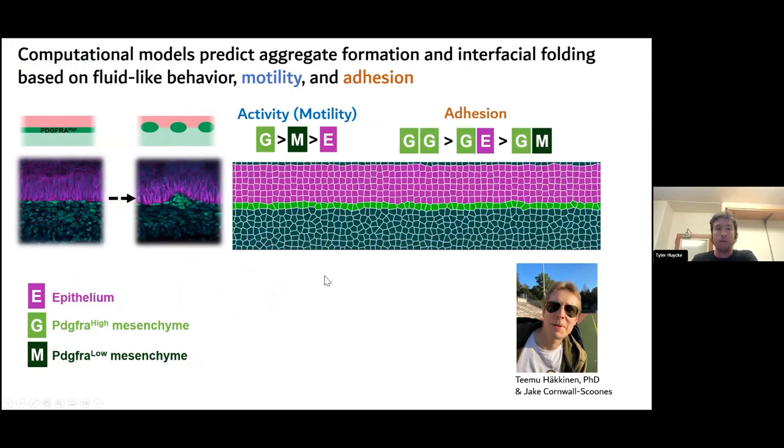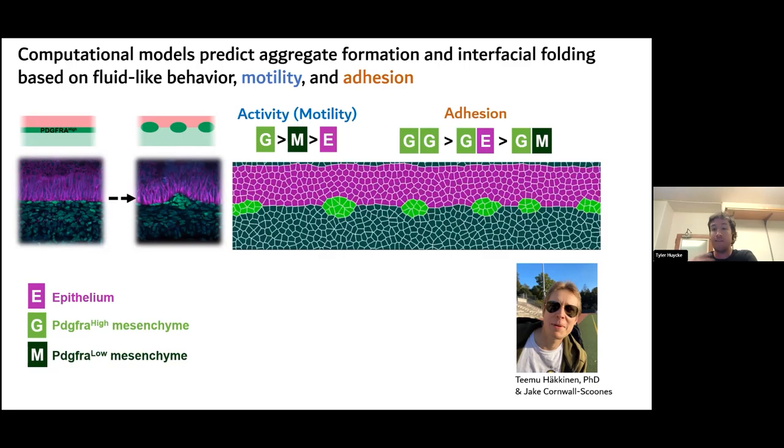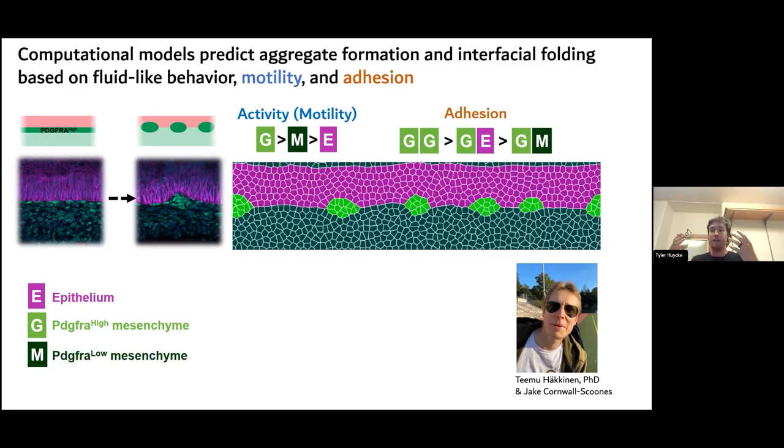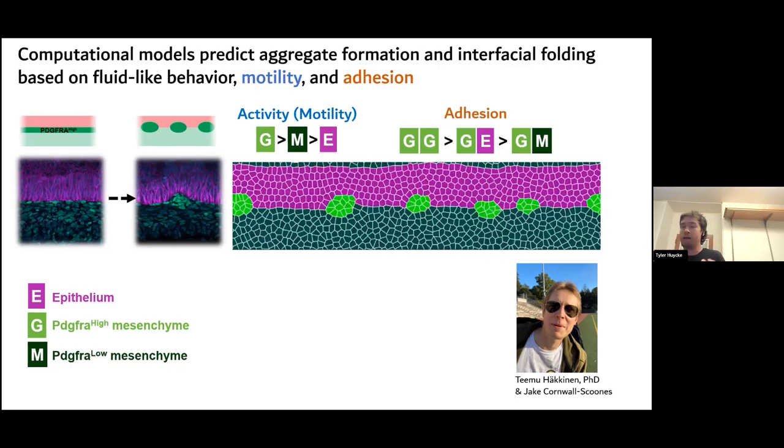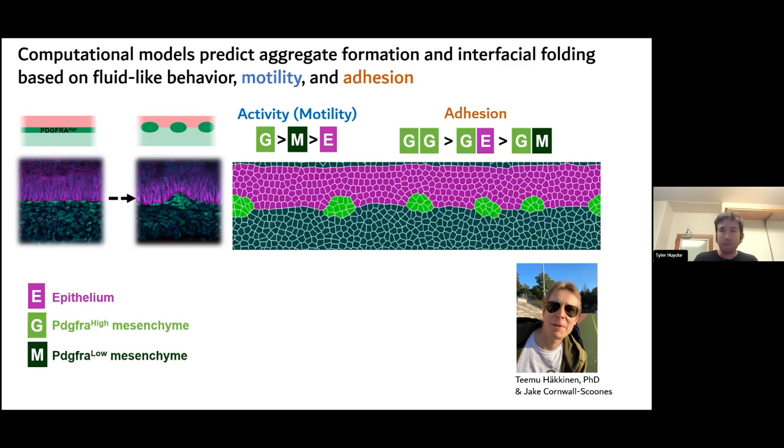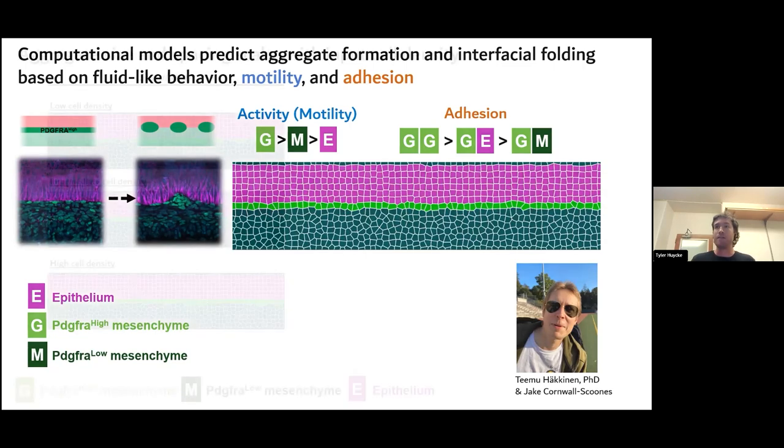And then when we run the simulation, we can see, just like in the tissue, this green PDGFRA high layer breaks up into a series of droplets rather than staying stable. So then we use this to make some predictions about the system.